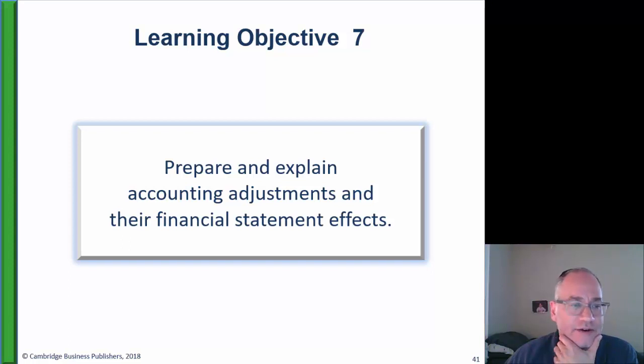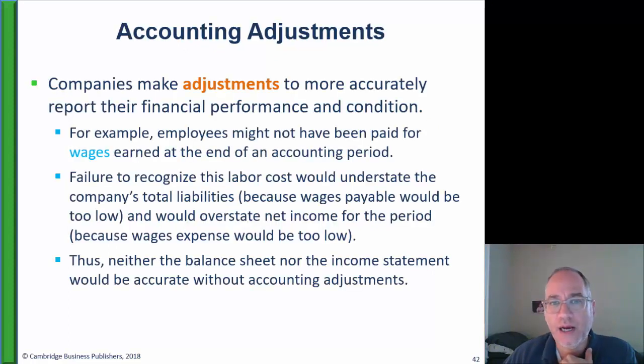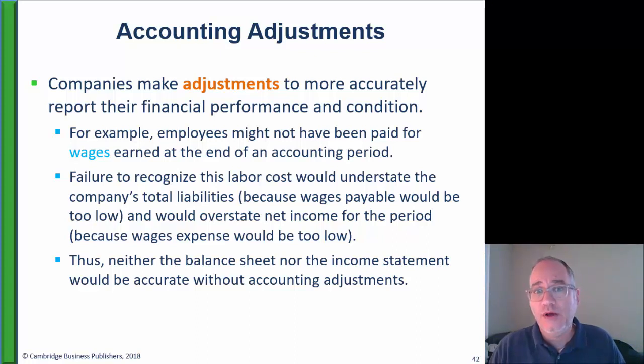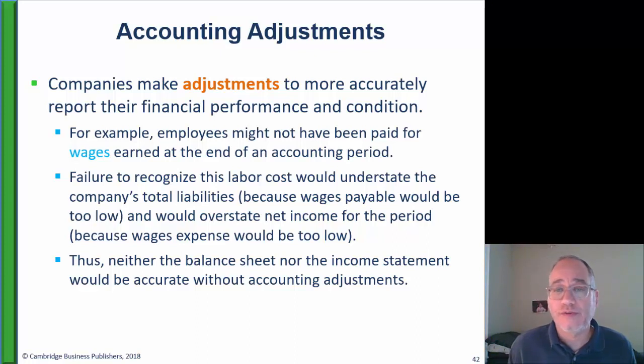So let's focus on accounting adjustments for a moment. Companies, as they go through their business, record transactions, but some transactions don't necessarily happen by themselves. Usually a transaction is triggered when the company receives cash or when they pay cash. But sometimes companies have expenses or revenues without actually receiving or paying any cash.